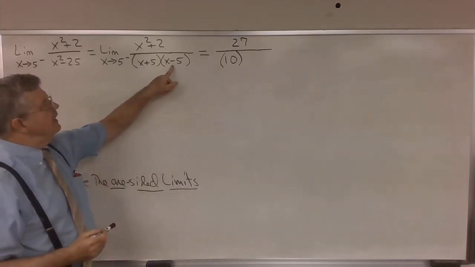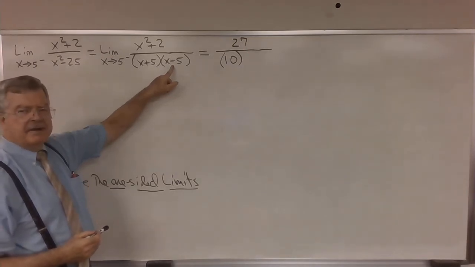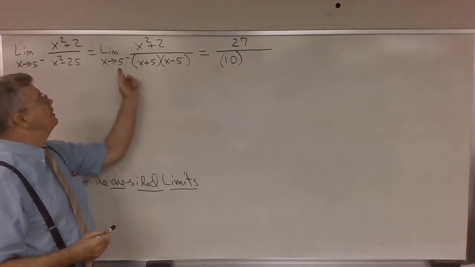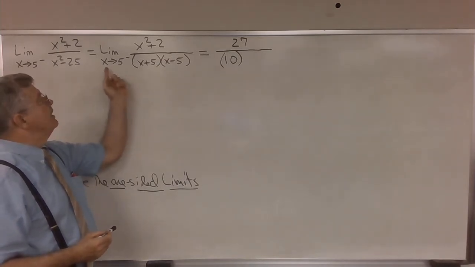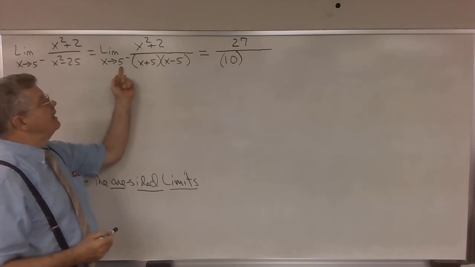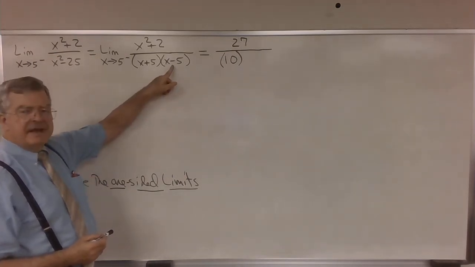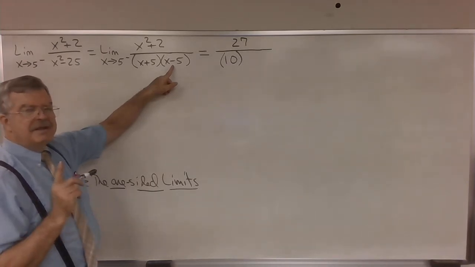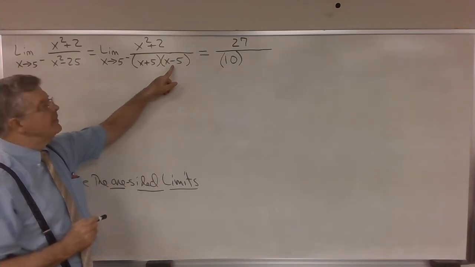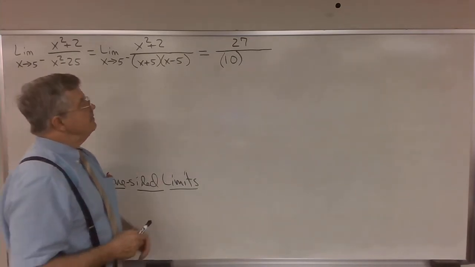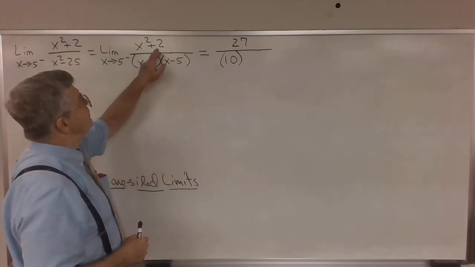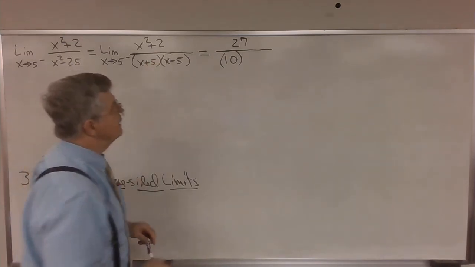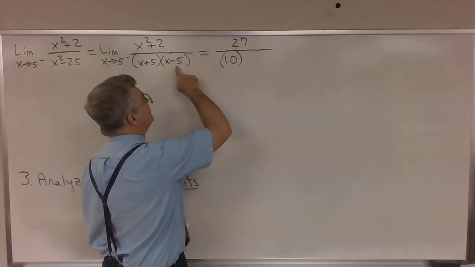And now this factor here, this is the troublemaker. This is the factor that becomes 0 when we plug in x equals 5. So as x approaches 5, this factor is going to get really, really close to 0. But it's not going to equal 0. Now, if I continued in the same fashion that I did for the numerator and for this factor, I'd just write 0 here for that factor.